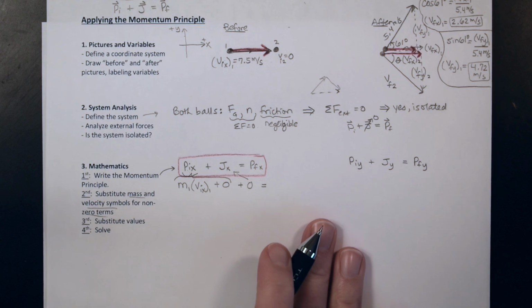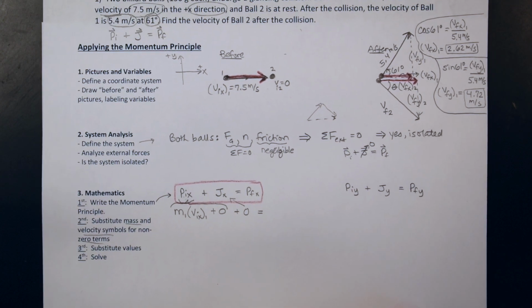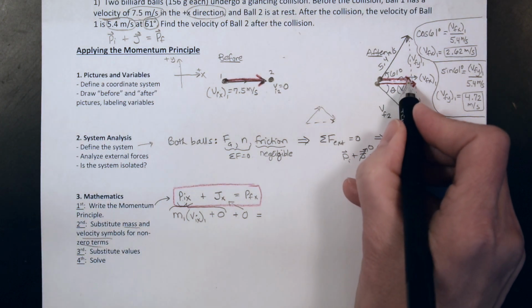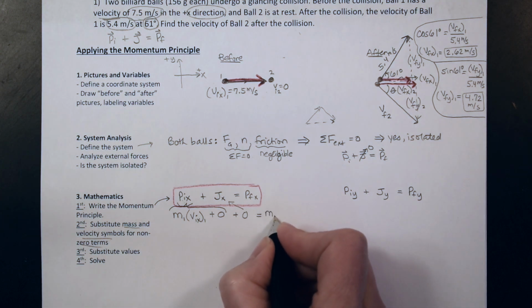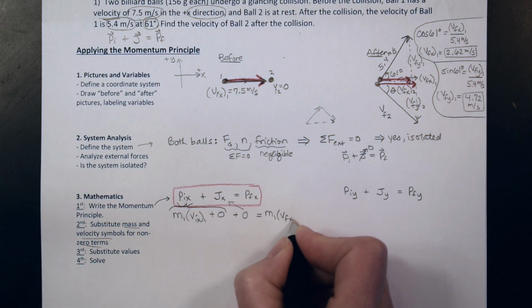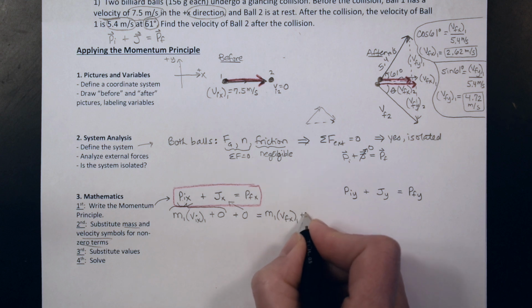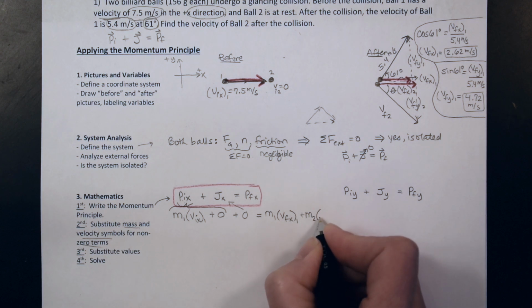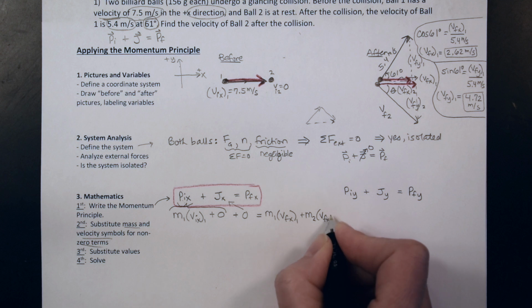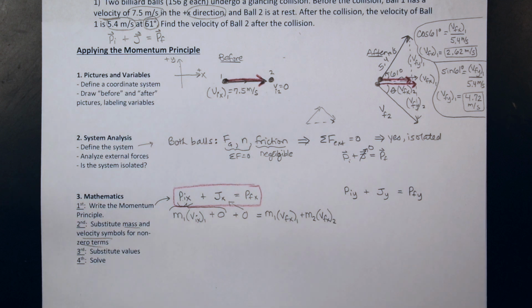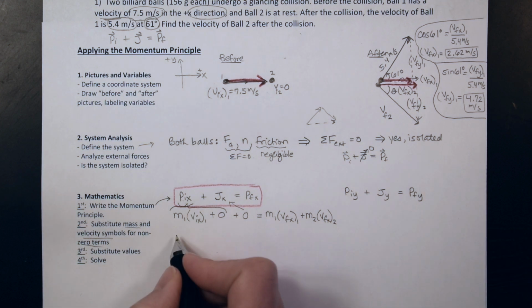So afterwards, I have the mass of ball 1 times the final x velocity of ball 1 plus the mass of ball 2 times the final x velocity of ball 2. And since I'm already thinking about everything in the x direction, I'm going to keep going, and then I'll come back to the y direction.